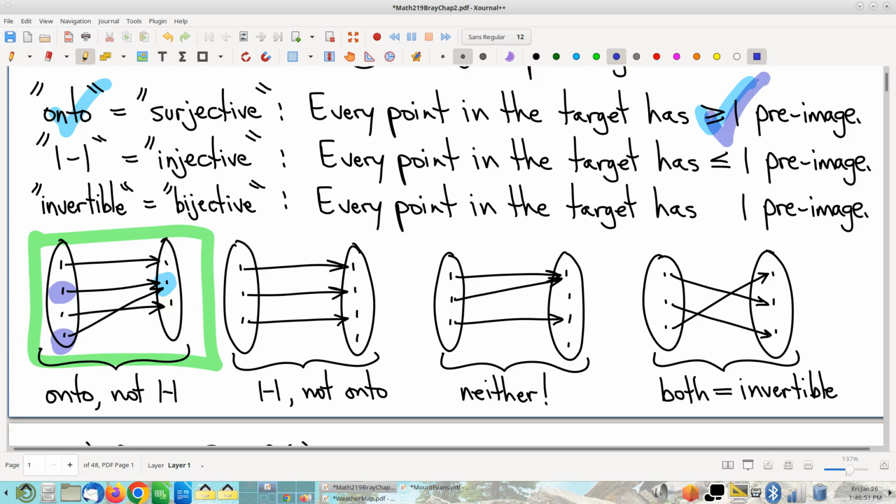Right? And you can go down the list. The point is, once you know what you're looking for, it's easy to confirm that all of these points have at least one pre-image, and therefore this function is what we call onto, sometimes called surjective.